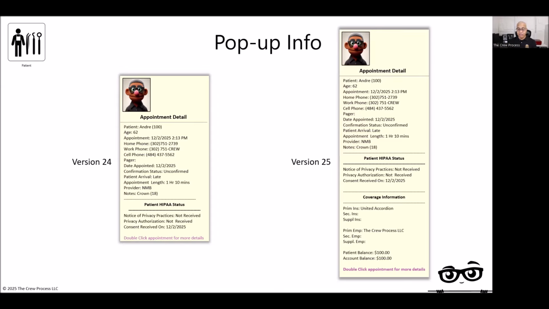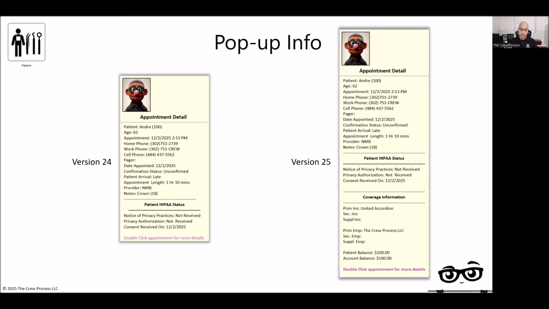This is huge, guys. So many people ask this, and so many people are typing it in every day. So we now have the employer information, insurance information, and patient balance and account balance. This one right here is worth the price of admittance. I would update my software just to have this information.